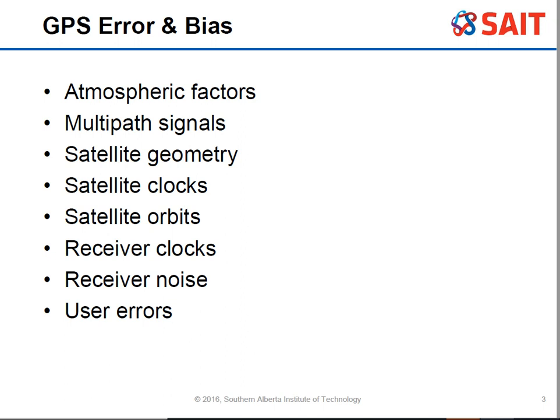There are errors in the atmosphere. There's something called multipath. We have satellite geometry that can cause problems. We have satellite clocks that can cause problems. We have the orbits themselves causing problems. We have receiver clocks that are causing problems. There's also noise, like electronic noise, in receivers, so that can also cause problems. And then users themselves also cause problems. So there's quite a bit that can happen here.